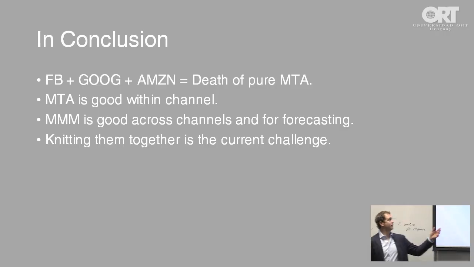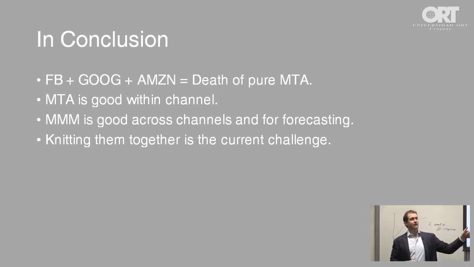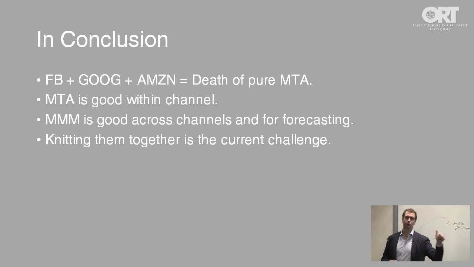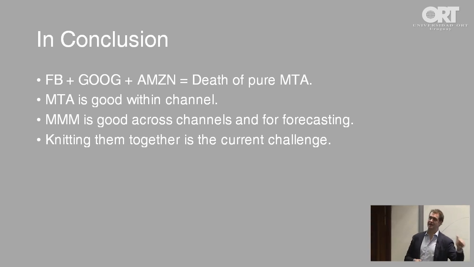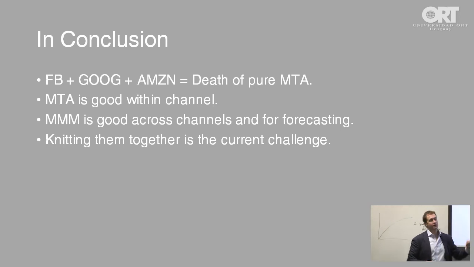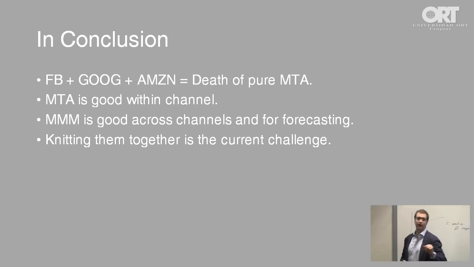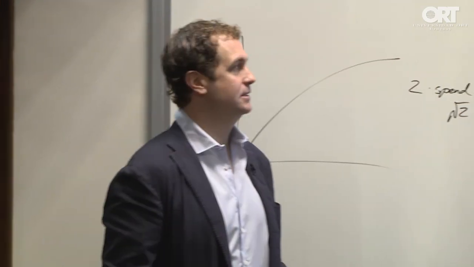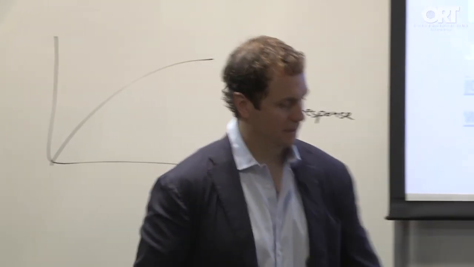So in conclusion, and other people who are smarter than me have said this, Facebook, Google, and Amazon is going to equal the death of pure MTA. You can no longer just use multi-touch attribution to make sense of marketing analytics. MTA is good within the channel. Media mix modeling is good across channels and good for forecasting. And knitting them together is the thing we're currently working on. So that is what's going on in marketing analytics.